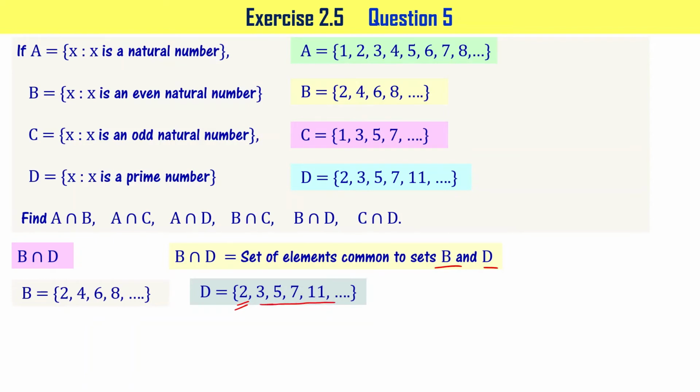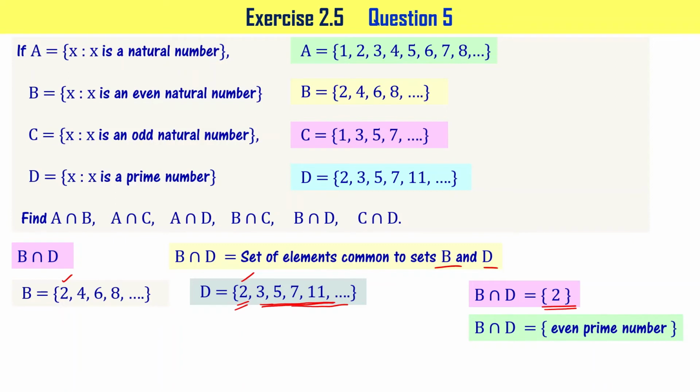So the common element across these two sets is going to be just 2, nothing else, because all the other prime numbers are odd numbers, right? So that's why B intersection D is the set containing only one element, that is 2, right? Now I can say that B intersection D is the set of even prime numbers, or even prime number for that matter. Now the last part of the question, that is C intersection D.